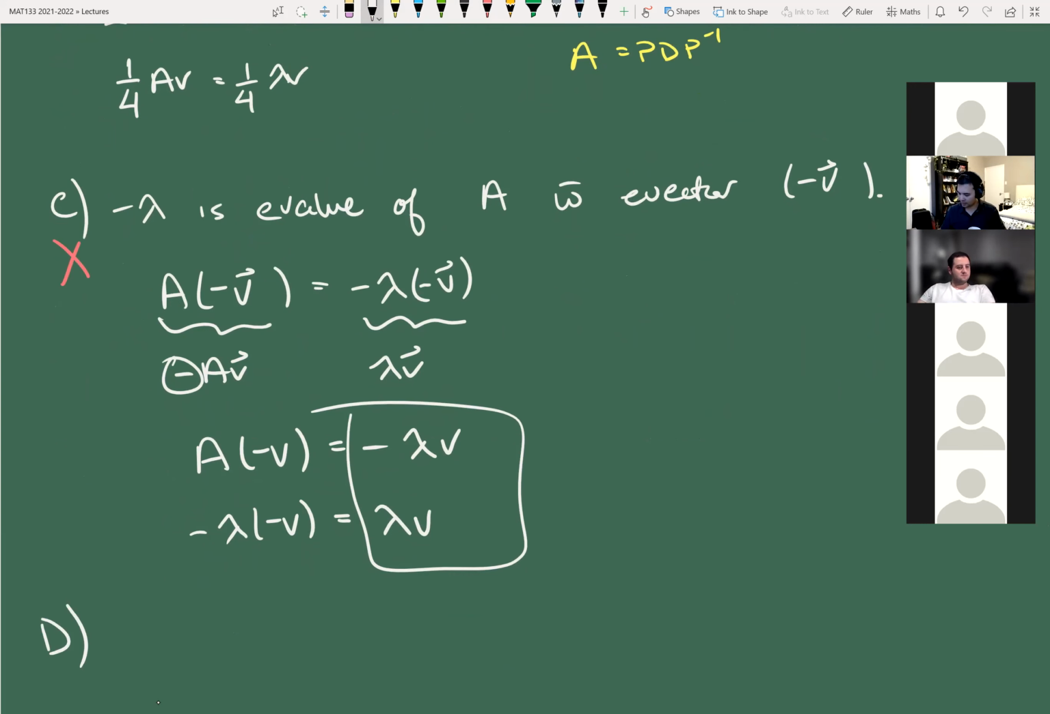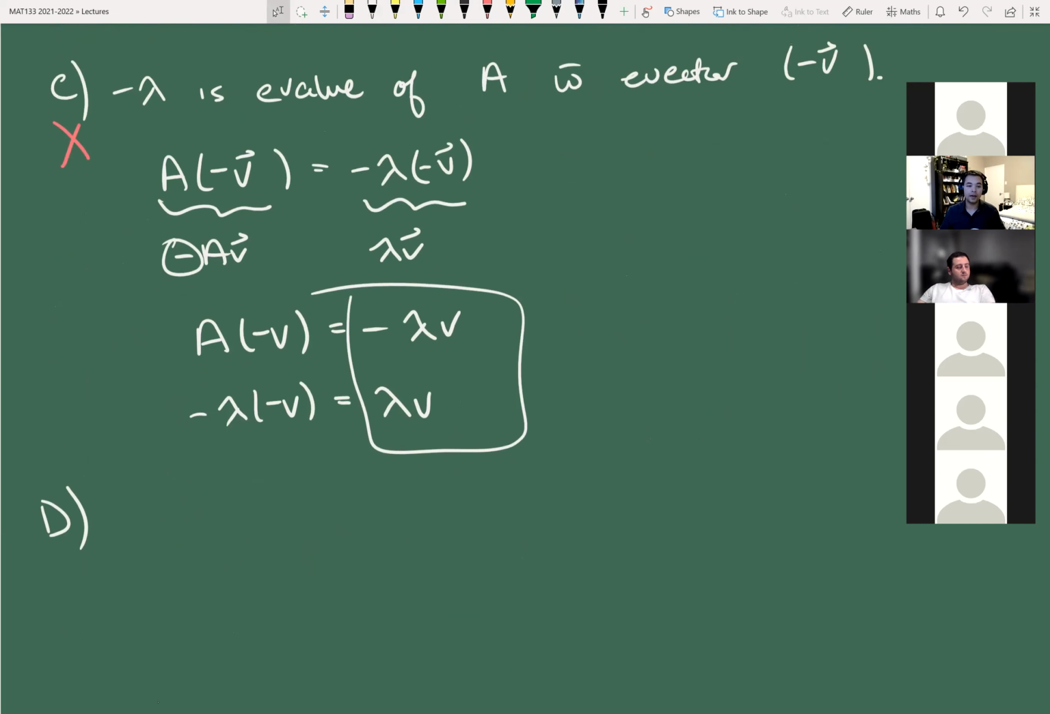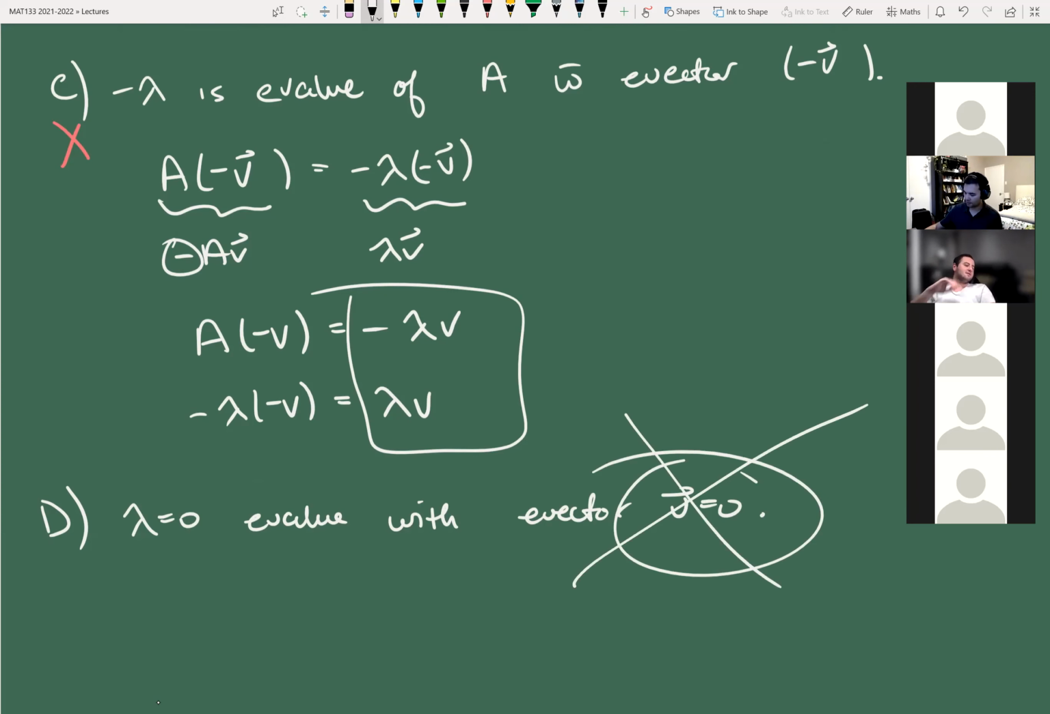And then for D, we have, sure. So lambda equals 0 is an associated eigenvalue with eigenvector V equal to 0. That's immediately wrong because remember what I said? Why is this one wrong automatically? Like you don't even need to check? Right, exactly. The eigenvector isn't allowed to be 0.